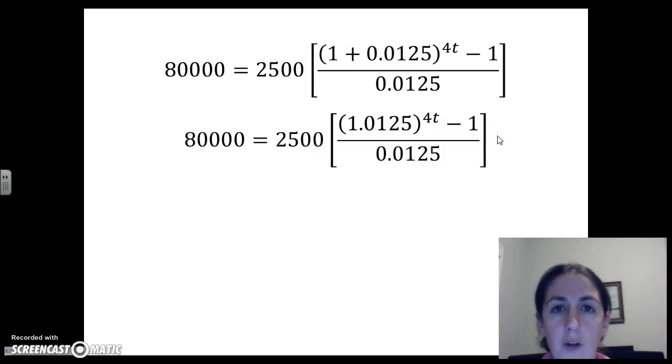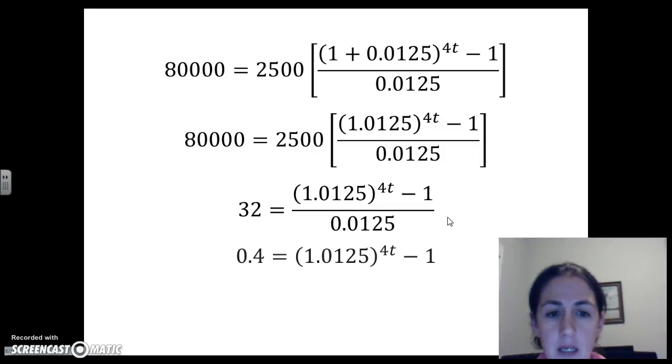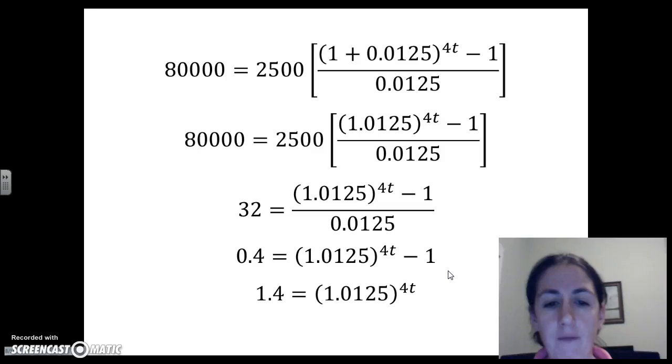We're going to work the furthest away from t. The last thing you would do in your order of operations is the first thing you're going to get rid of. So we'll start by dividing both sides by 2,500. And now we're going to get rid of this 0.125 by multiplying both sides. Now we can add 1 to both sides, and we get 1.4 is equal to 1.0125 to the 4t. So now the variable, the unknown that we're looking for, is stuck up in the exponent.